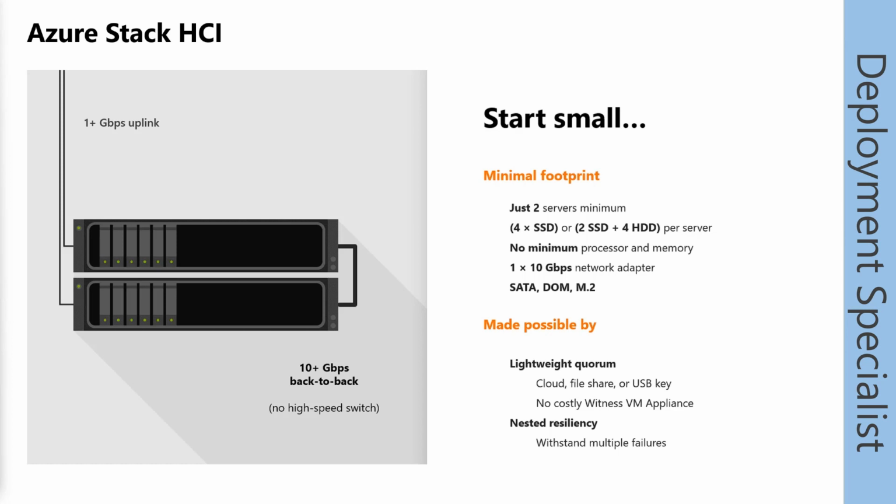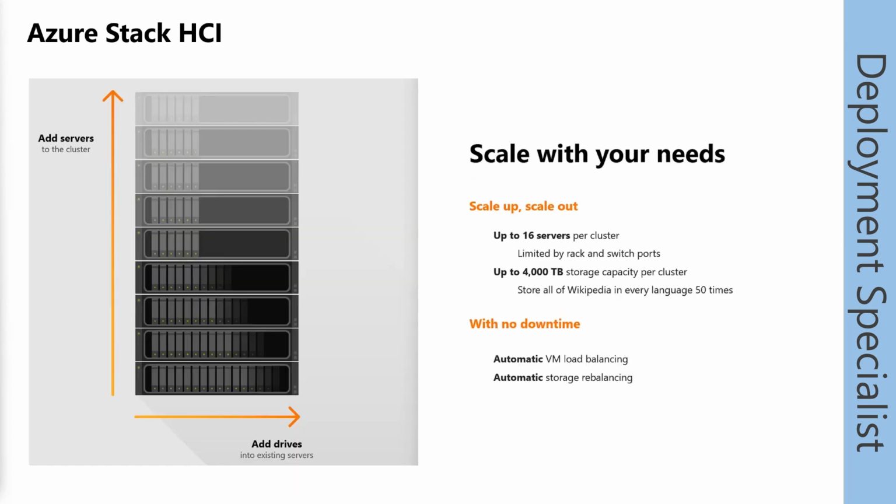They can be equipped with minimum 4 flash drives or 2 flash drives combined with hard disk drives. More servers and more hard disks are possible. We can expand to up to 16 servers with up to 4 petabytes of storage. And we can combine many of these 16 server clusters within a cluster set.